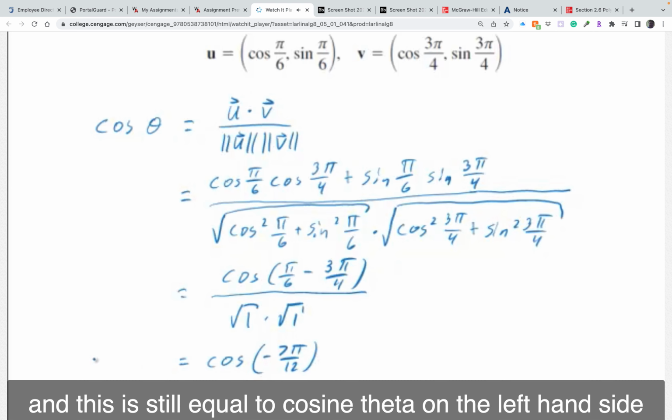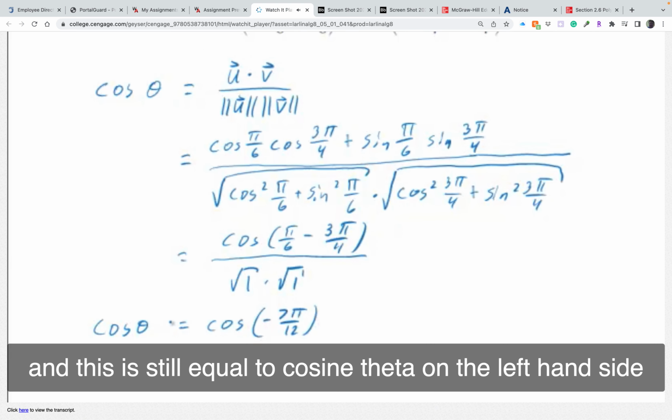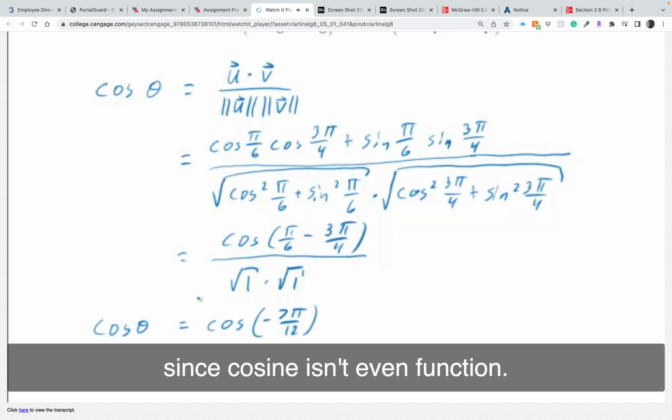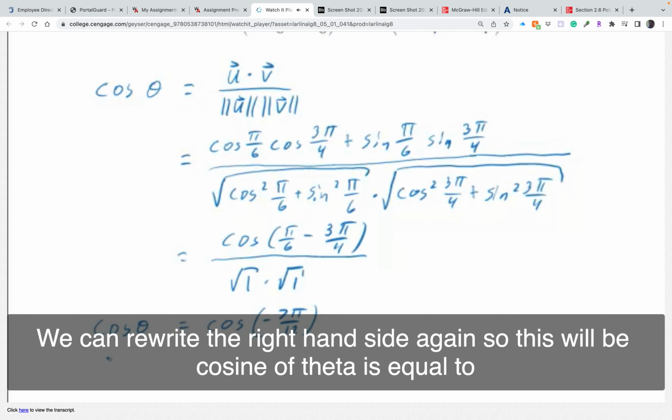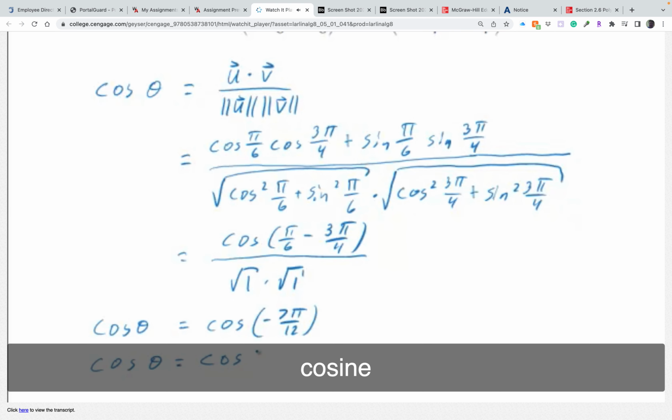And this is still equal to cosine theta on the left-hand side. Since cosine is an even function, we can rewrite the right-hand side again. So this will be cosine of theta is equal to cosine of 7 pi divided by 12.